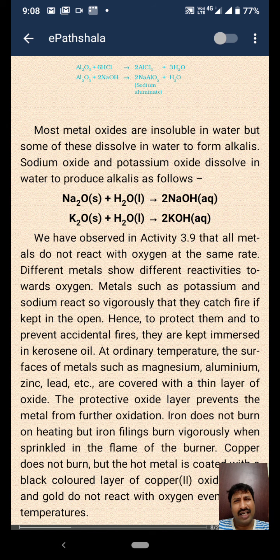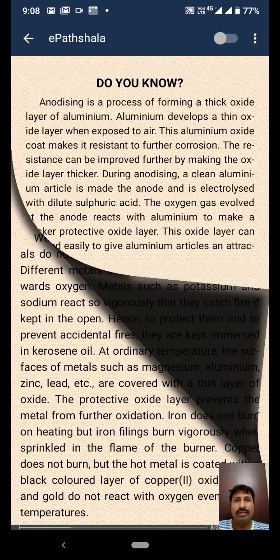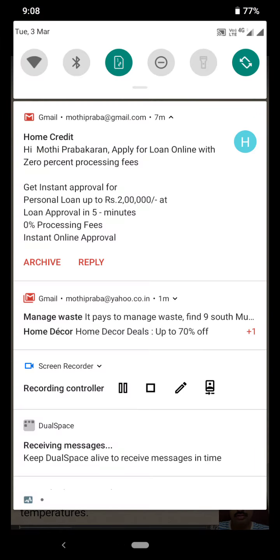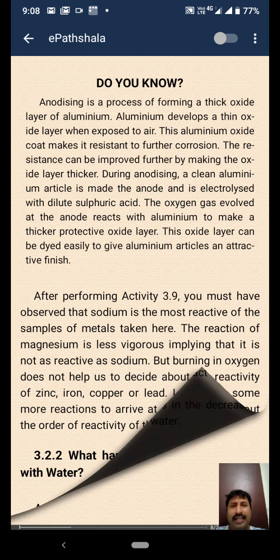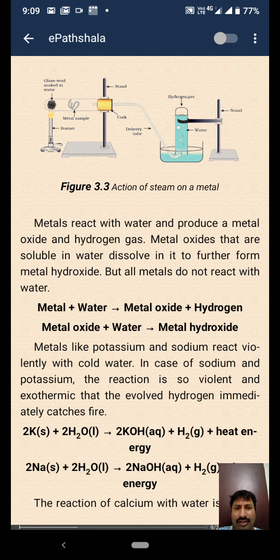Aluminium oxide reacts with both acid and base. Both it will be reacting simultaneously. These kinds of substances we call amphoteric oxides, which react with both acids and bases. Okay, so these are the important things.